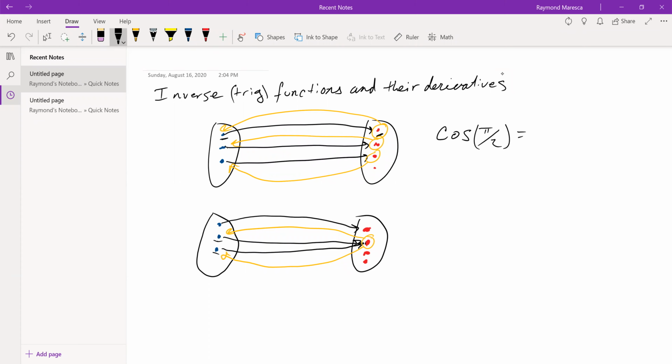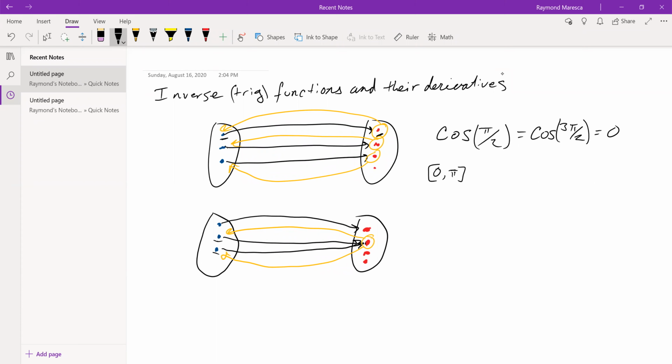We know that cosine of pi over 2 equals cosine of 3 pi over 2 equals 0. So we know that cosine is not one-to-one because it takes pi over 2 and 3 pi over 2, two different inputs, and sends them to the same output, 0. But if we only put numbers between 0 and pi into the cosine function, it actually becomes one-to-one.